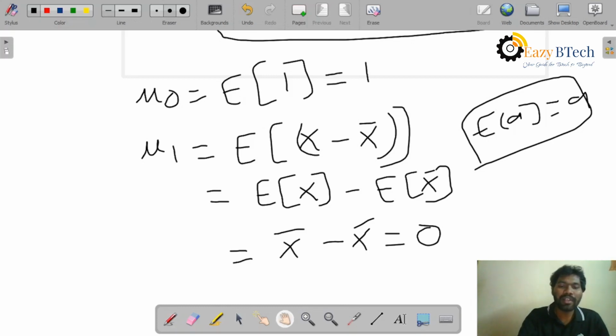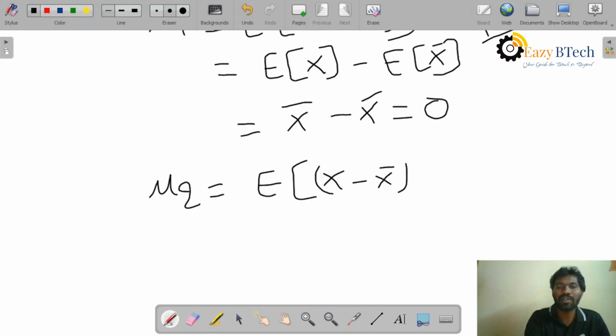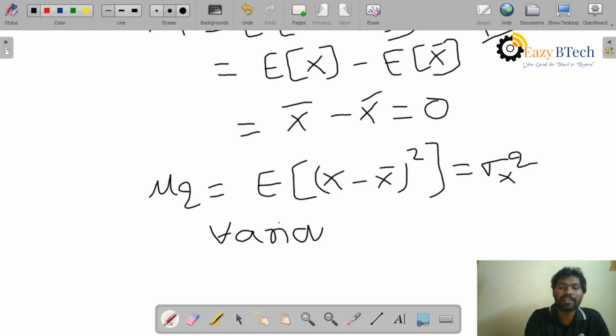Now moving on to the second order central moment, represented as mu 2. This is a very important moment. It is the expectation of x minus x bar whole square. This is called the second order central moment. It is also represented as sigma x square, and it is also called the variance. So the second order central moment is called the variance. You should remember this.